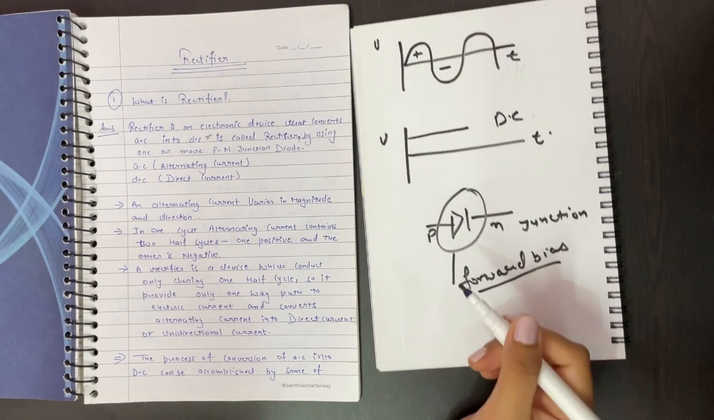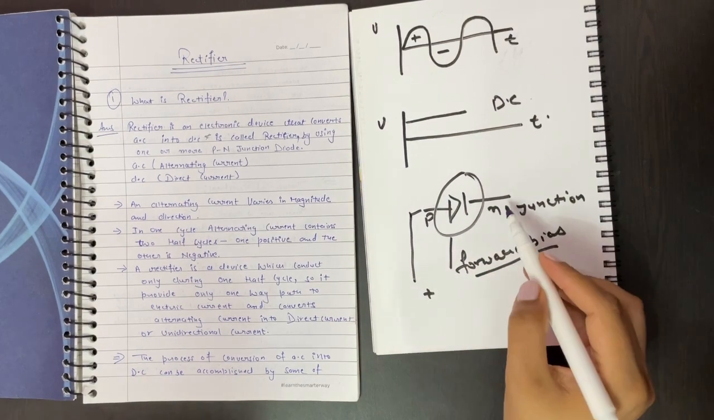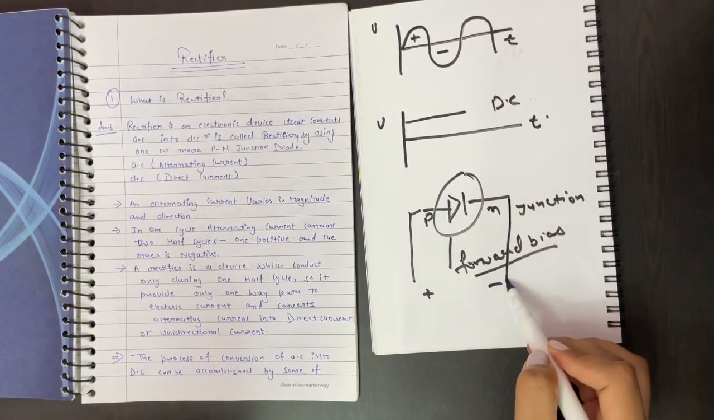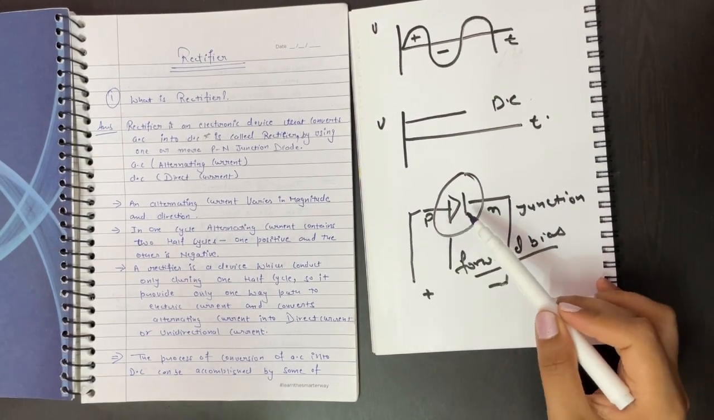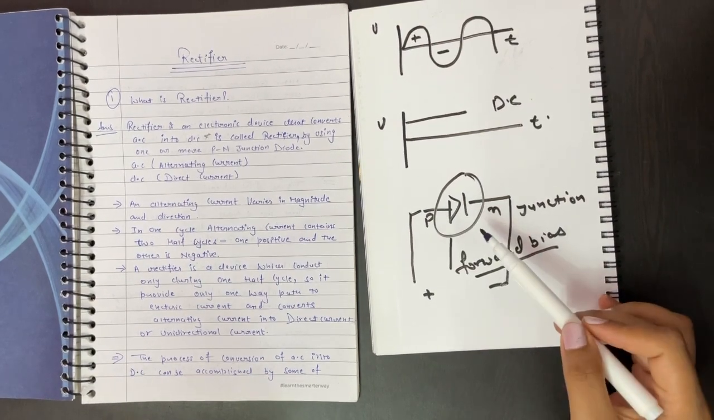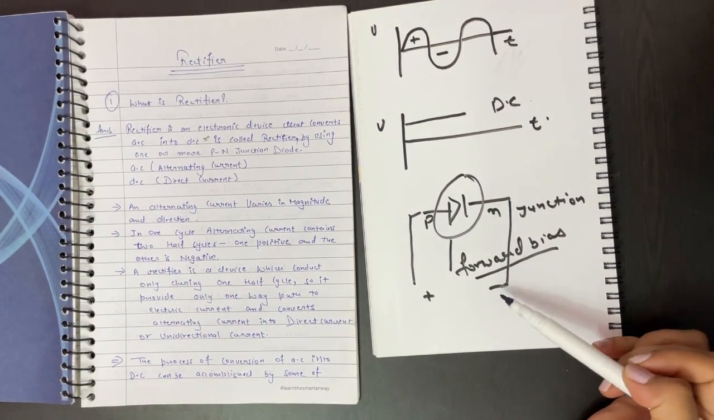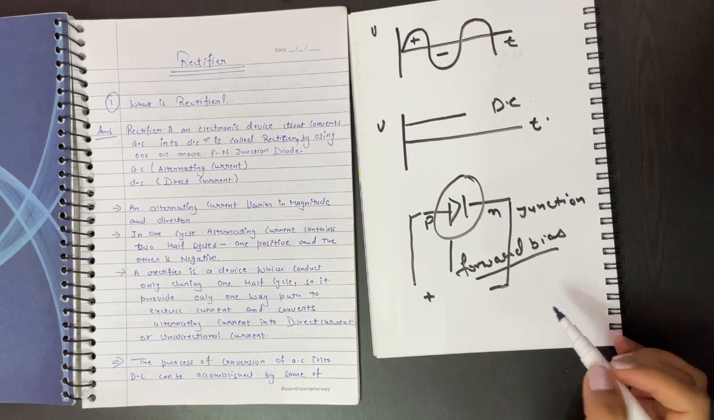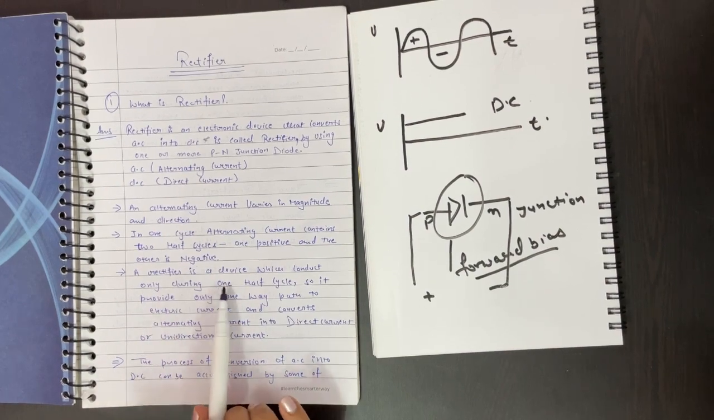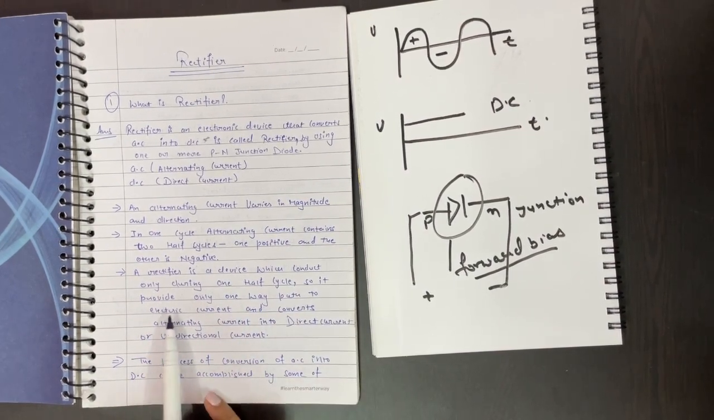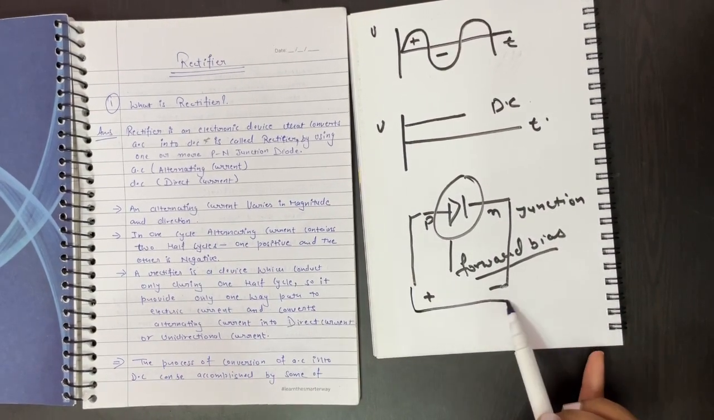What is forward bias? Forward bias means when the positive terminal of the battery is connected to the P side and the negative terminal of the battery is connected to the N side. That is said to be forward bias. But a diode conducts only in one direction, which is forward bias direction, and it is non-conducting in reverse bias direction, which is opposite of forward bias direction, and you can say blocking stage. So a rectifier is a device which conducts only during one half cycle, so it provides only one way path to electric current and converts alternating current into direct current, as is discussed in this picture.